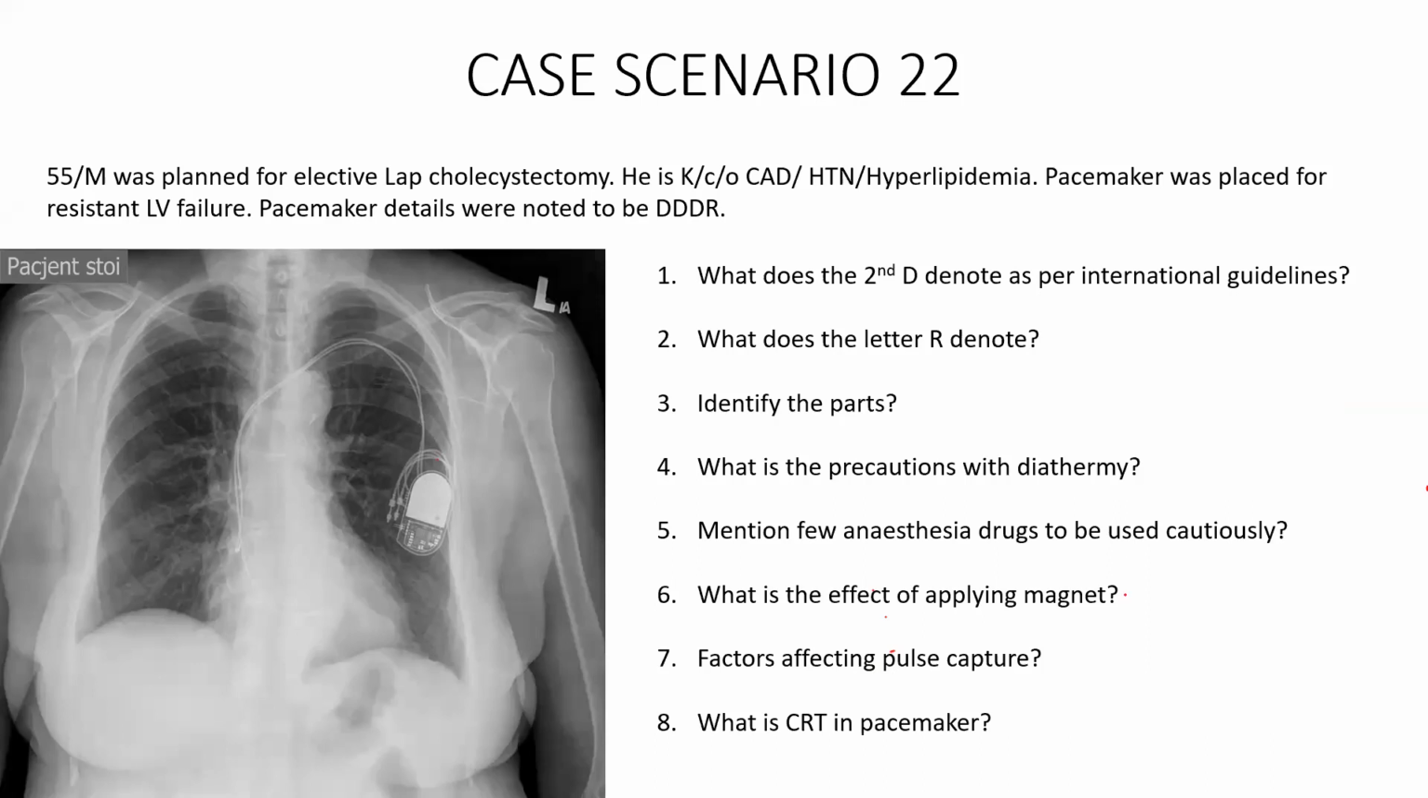Right. So that is the effect of applying a magnet. When you apply a magnet, whatever mode it is, it will take the pulse generator to a fixed mode. Okay, good. What are the factors affecting pulse capture?